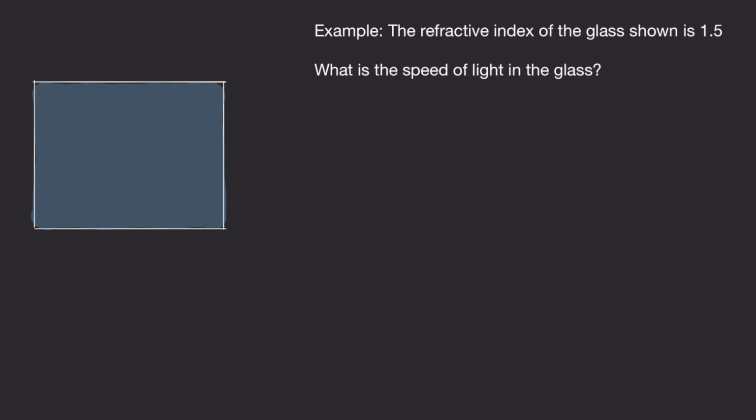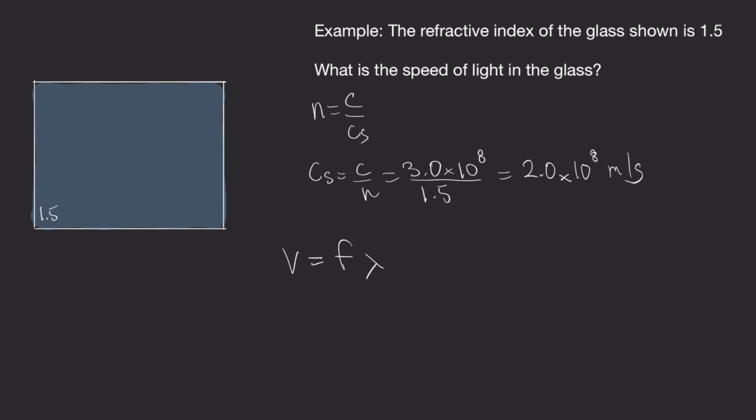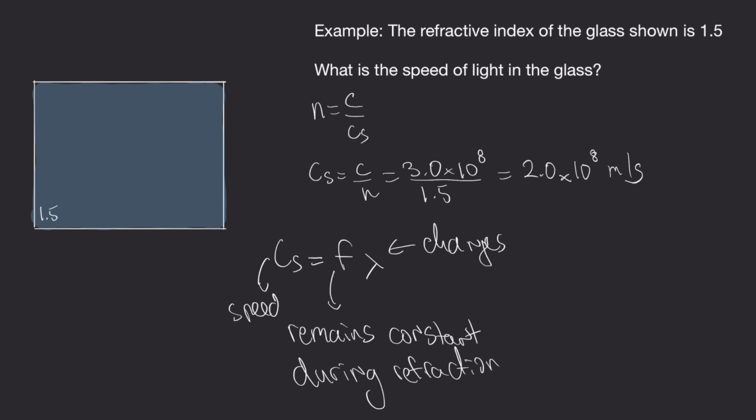Now, how can that be? Remember that v is equal to f multiplied by lambda. So if the speed was to change, should we even call that c_s just to be absolutely consistent? But if the speed is to change, then either the frequency or the wavelength must change. It's really important to note that the frequency always remains constant during refraction. It is the wavelength that changes and also the speed that actually changes.